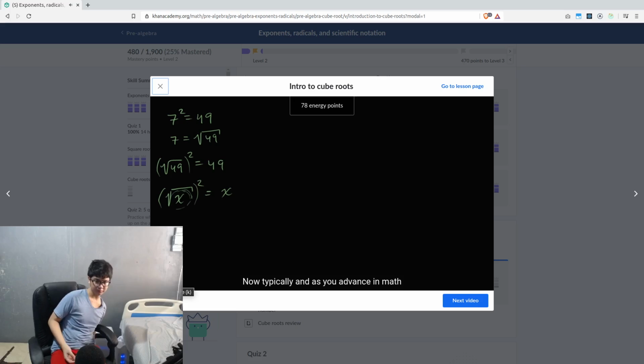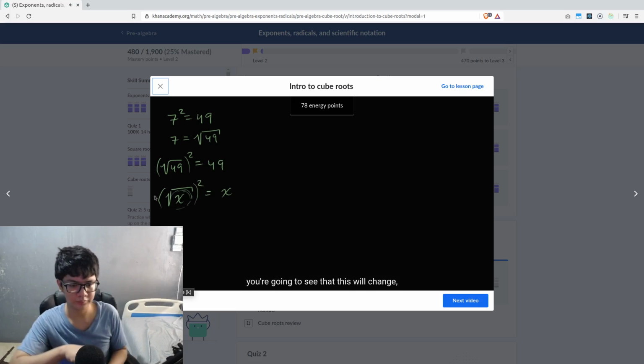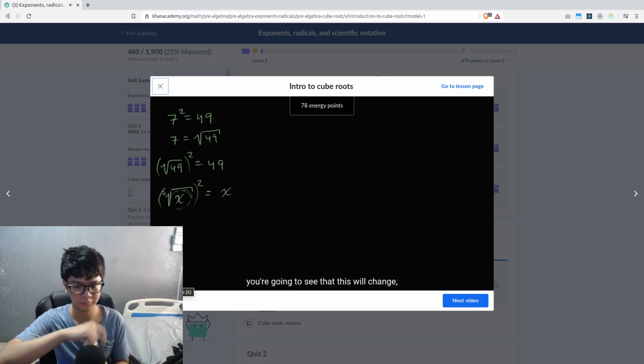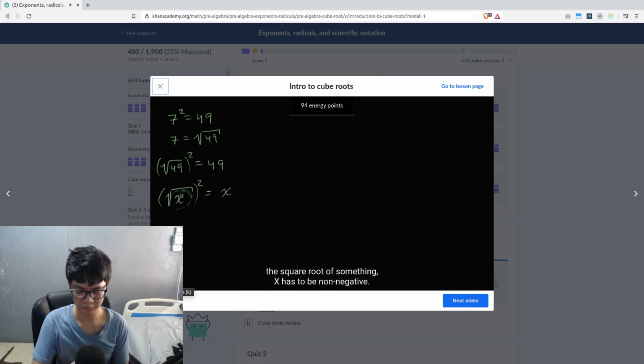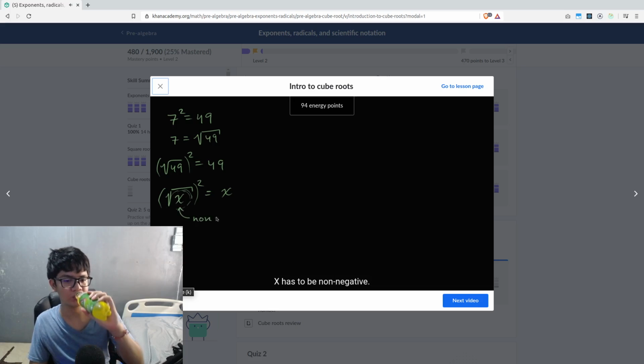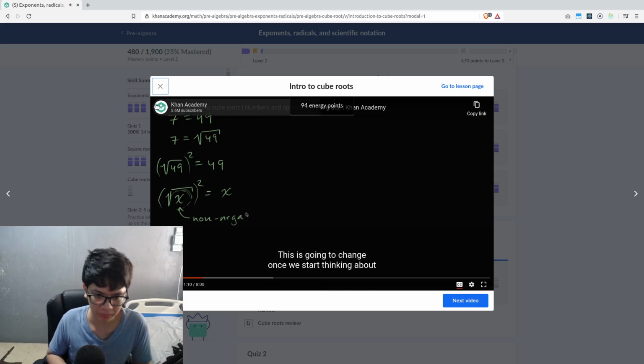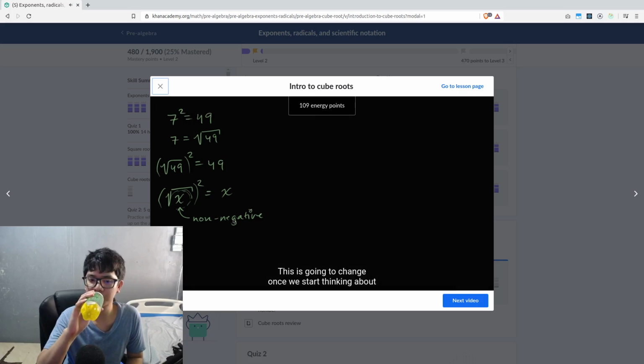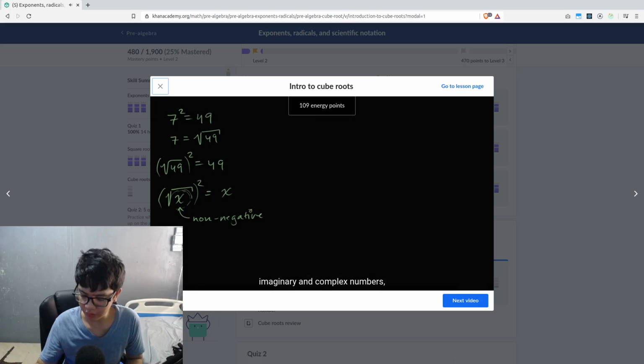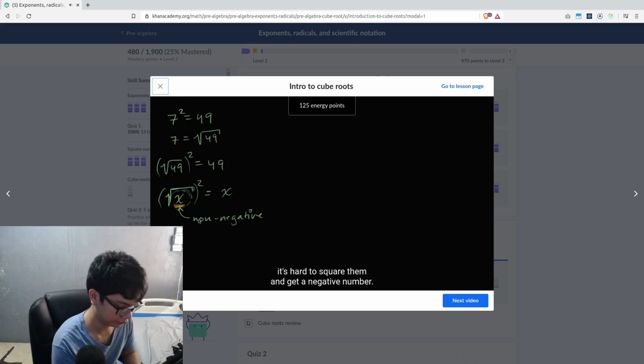Now, typically, and as you advance in math, you're going to see that this will change. But typically, you say, okay, if I'm going to take the square root of something, x has to be non-negative. This is going to change once we start thinking about imaginary and complex numbers. But typically, for the principal square root, we assume that whatever's under the radical is going to be non-negative. Because it's hard to square a number, at least the numbers that we know about, and get a negative number.